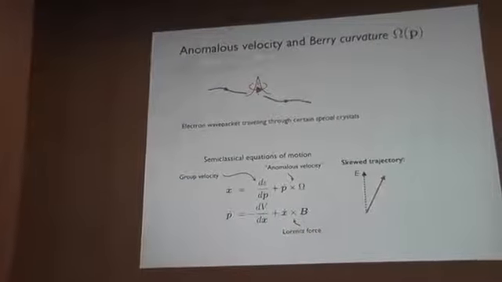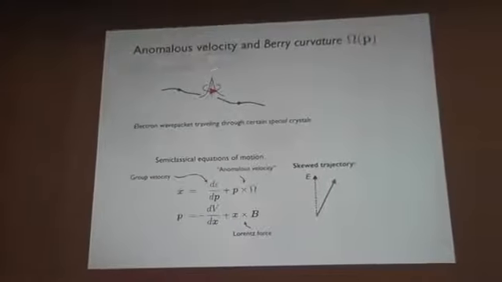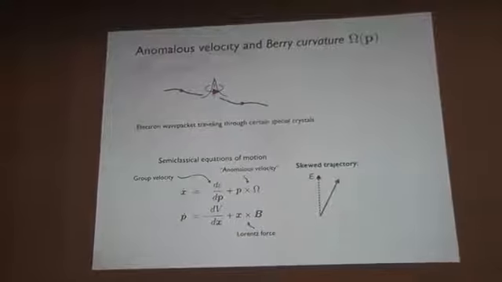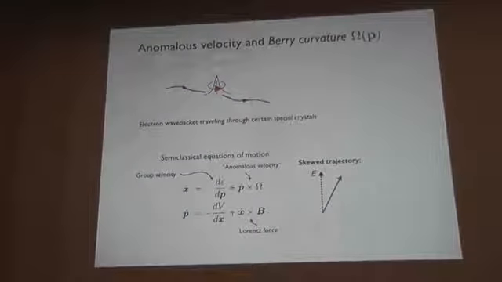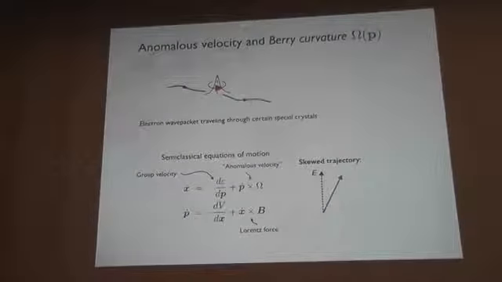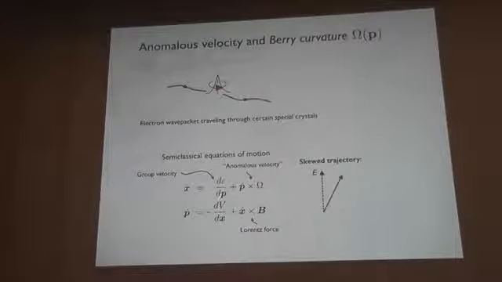Basically, what happens is, if I have a Berry curvature from the self-rotation of this wave packet, the electron experiences an anomalous velocity. It's more than just this group velocity. It's something extra, and it also goes perpendicular to the electric field that I applied. All right.